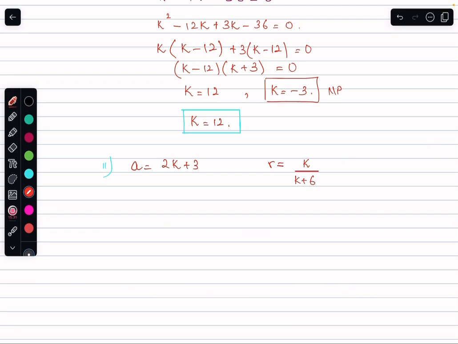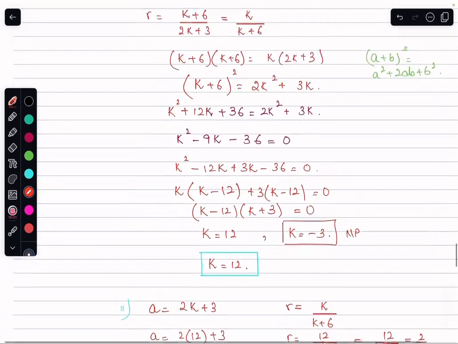Substituting our k as 12, I can say that a is equal to 2 times 12 plus 3, or a then shall be equal to 2 times 12, which is 24, 24 plus 3, that will give me 27, and r here then shall be equal to 12 divided by 12 plus 6, or we can say it's 12 divided by 18, or further I can say that this shall be equal to 2 by 3.